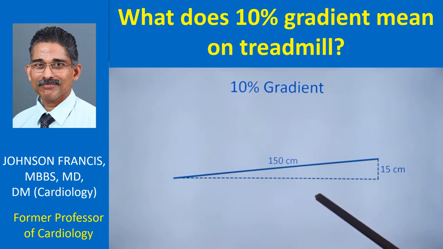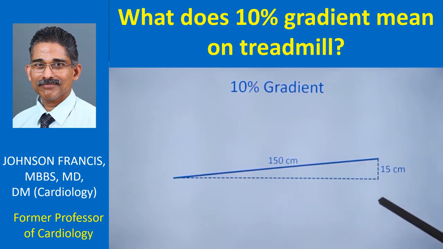From that onwards, every stage in either standard Bruce protocol or modified Bruce protocol gets an increment in gradient of 2%. So stage 2 in standard Bruce protocol will have 12% gradient. The importance of gradient is that as the gradient increases, the person is walking uphill. So for the same level of speed, a gradient of 0 and gradient of 10% is compared. This obviously will have more exertion.